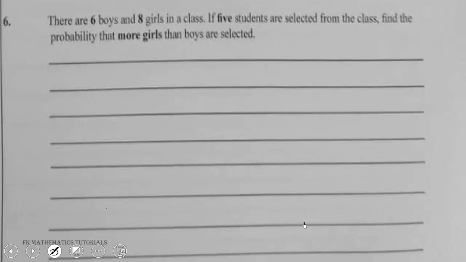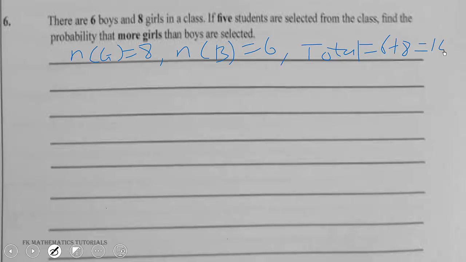So we have question number 6 here. There are 6 boys and 8 girls in a class. If 5 students are selected from the class, find the probability that more girls than boys are selected. So we have number of girls being equal to 8, number of boys being equal to 6. Then total number is equal to 6 plus 8. It's equal to 14.